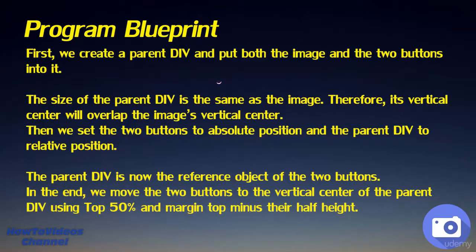First, we create a parent div and put both the image and the two buttons into it. The size of the parent div is the same as the image. Therefore, its vertical center will overlap the image's vertical center. Then we set the two buttons to absolute position and the parent div to relative position. The parent div is now the reference object of the two buttons.